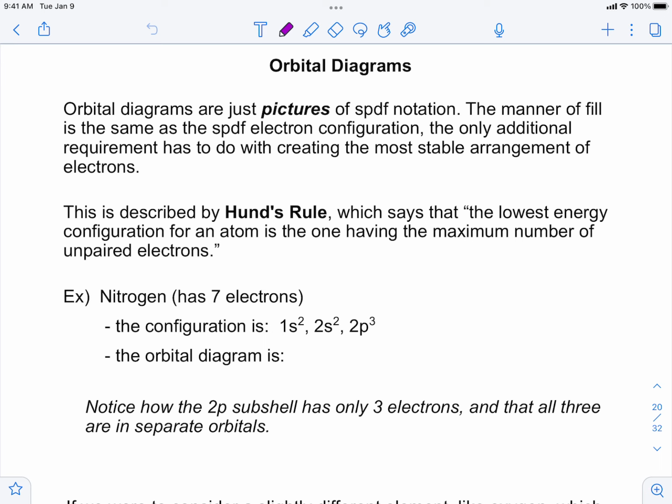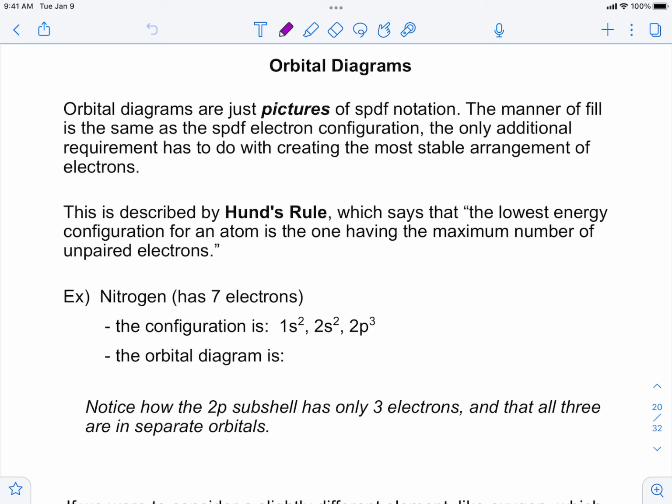Okay, so now that you know how to write SPDF notation, which is basically a cataloging of all the electrons in an atom, we're going to do that again, but we're going to do it visually. These are called orbital diagrams. And there's actually a benefit to doing it this way, and you'll see that by the end here.